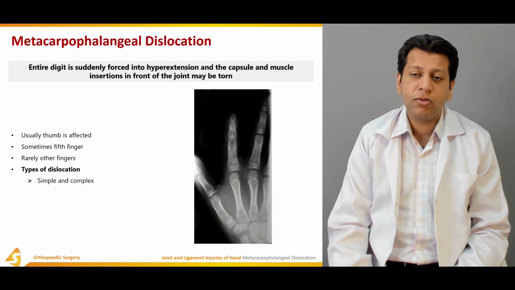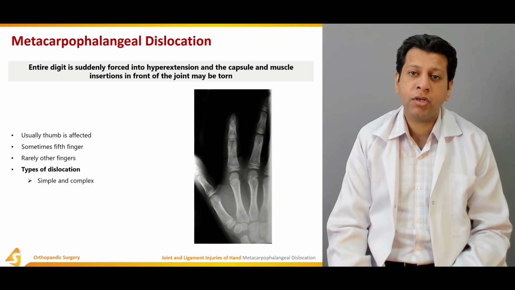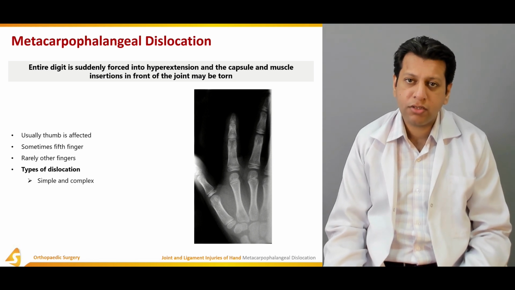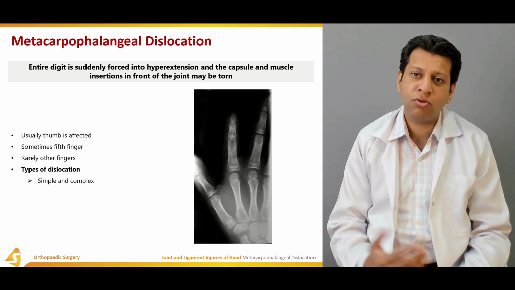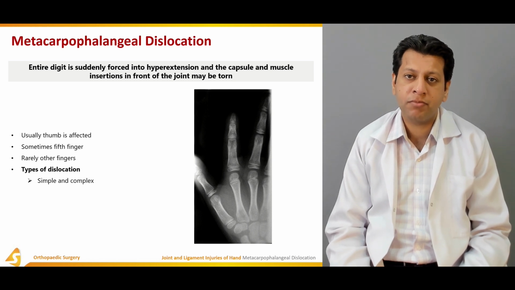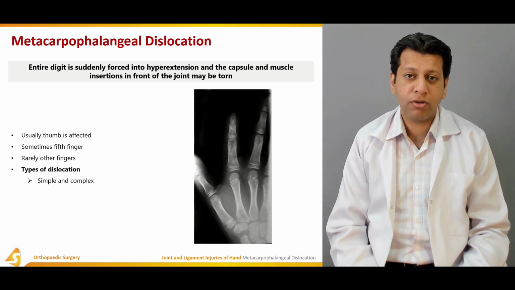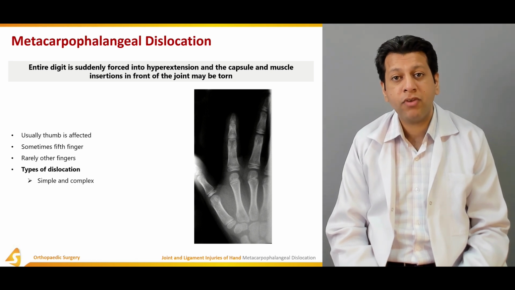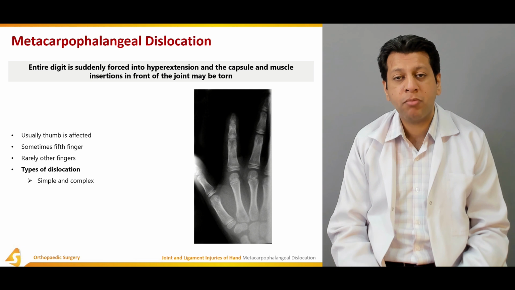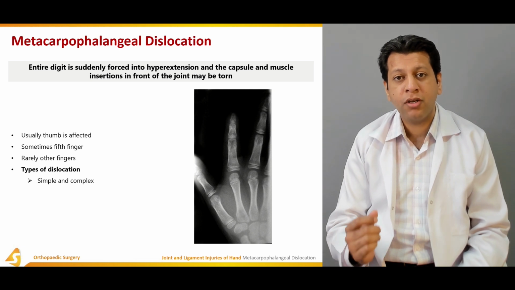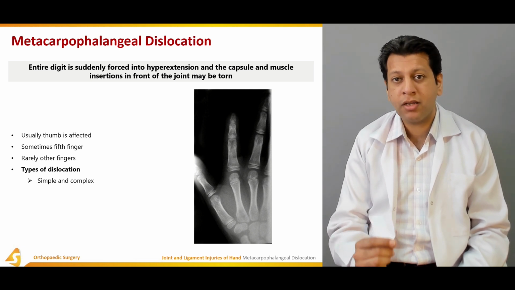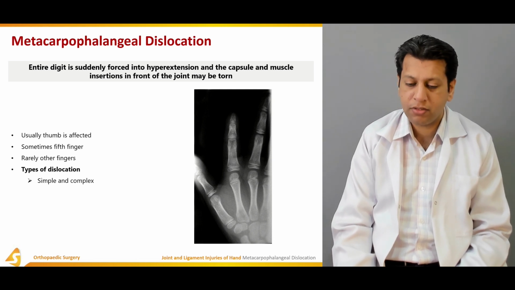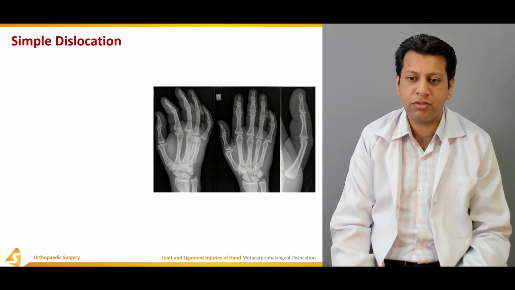Now, types of dislocation: briefly, they can be divided into two types, the simple one and the complex one. A simple dislocation is associated with trauma, and there is always ligamentous rupture but no fracture. In complex dislocation, there are associated fractures as well, and sometimes these fractures, along with the palmar plate rupture, can lead to bony blocks, or the palmar plate can get stuck in the fracture segment, so that reduction is hampered. This is called a complex dislocation.